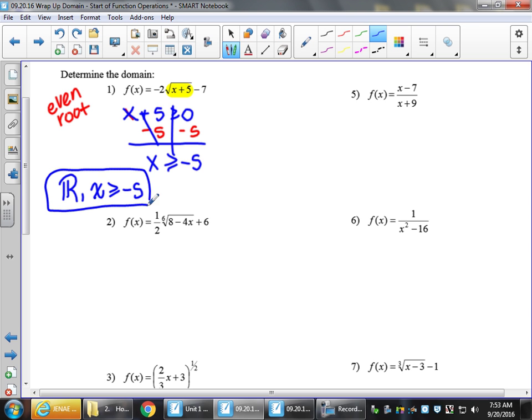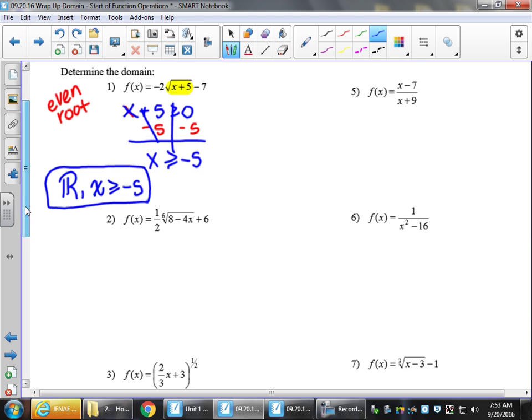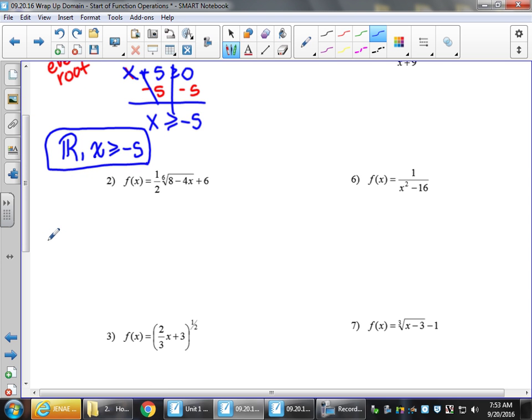How about number 2? This looks crazy. But it's really not bad. Why? It is an even root. What is the only piece of this I have to pay attention to? Just underneath the radical. So again, take your highlighter and just highlight what's underneath the radical. Do we care about the plus 6? No. Do I care about the 1/2? No. So what inequality am I about to write?